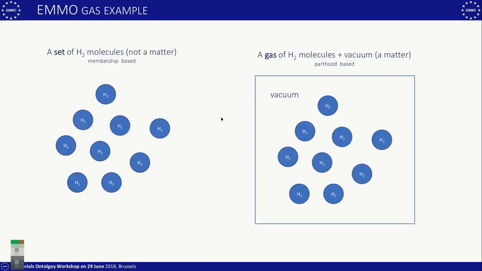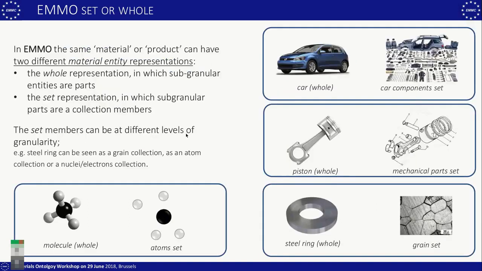Another example is the gas example. A set of molecules is not matter. This is simply a set. But as soon as you include also the vacuum that surrounds the molecules, then you can define a gas, which is molecules and vacuum. This is matter, and this is part of base. This is membership based. This is part of base.